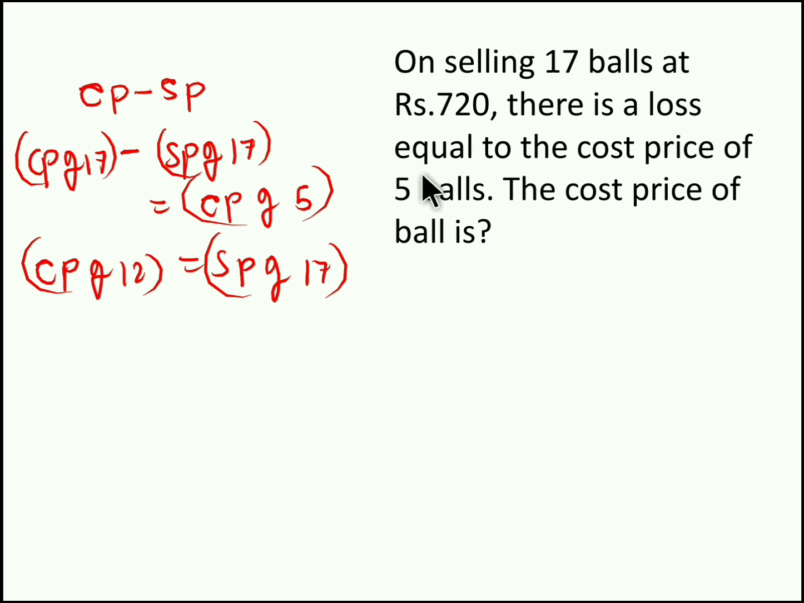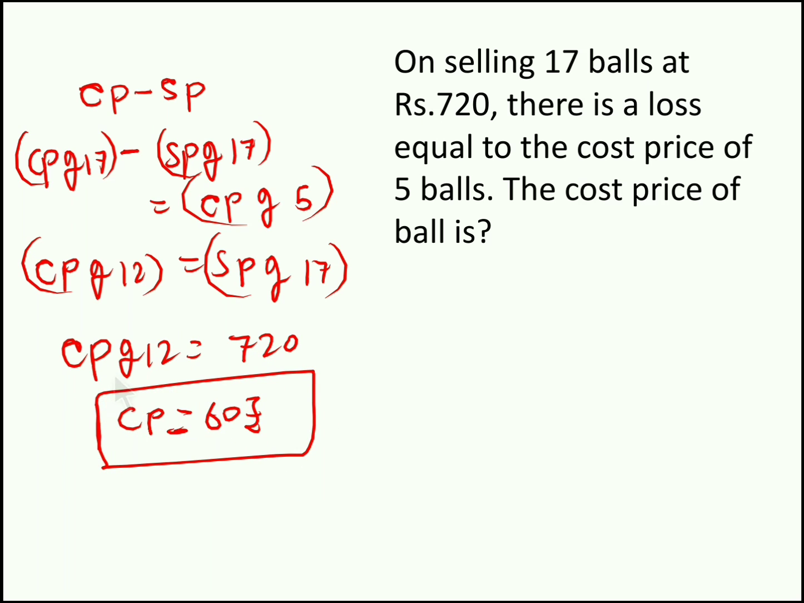Now you know selling price of 17 balls is 720. So cost price of 12 balls equal to 720. See, from this you obtain cost price of 12 balls is 720. So you have to find cost price of a single ball. So cost price of a single ball is 720 by 12. You get 60. So cost price of a single ball is 60 rupees. Hope you understood the concept, right?